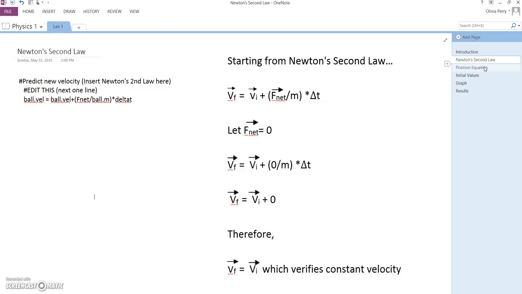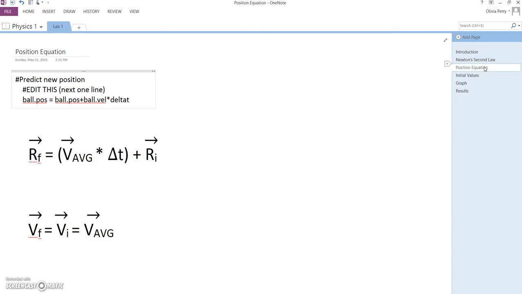This leads us into the update position equation, which is also an important part of our code. Since we have proven that the initial velocity will always equal the final velocity, meaning we have constant velocity, we know that the average velocity is equal to the initial velocity, and the code will run the loop for us as the delta t increases. Thus, the code is updating the velocity and the position and creating a model for the motion based off of the initial position and velocity from the tracker data.